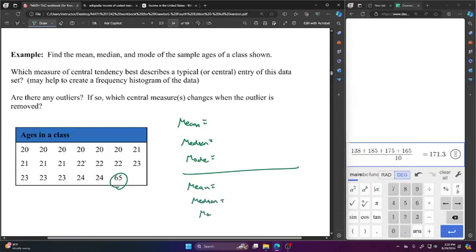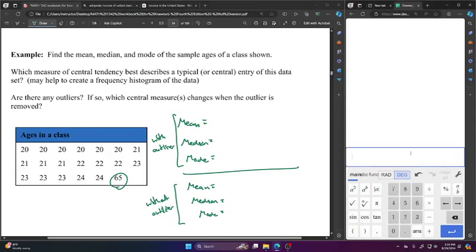So I'm going to just double check here. This right here is with the outlier, and this is without the outlier. They're testing us to see, is it going to be the same? Are you going to get different values? What does it look like? Okay, y'all find the medians.